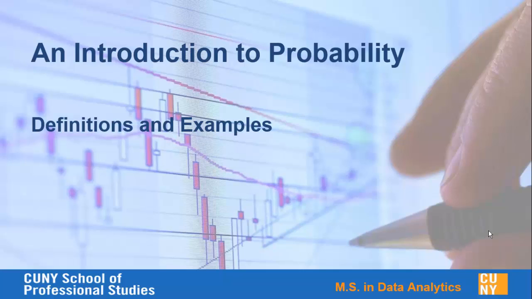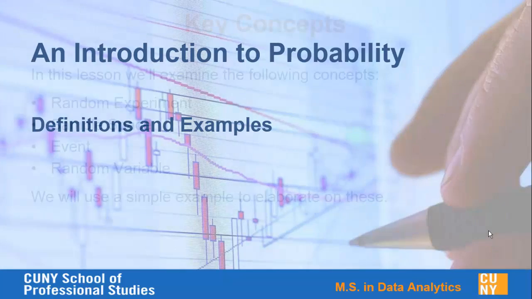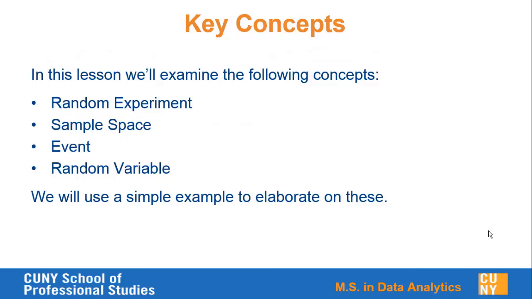In our very first lesson, we'll talk just a little bit about what probability is, how we define our terms, and we'll take a look at an example as we go. So in this lesson, we're going to talk about what a random experiment is, and what we mean by a sample space, what we mean by an event, and what we mean by a random variable. And we'll use a simple example to elaborate on each of these things.